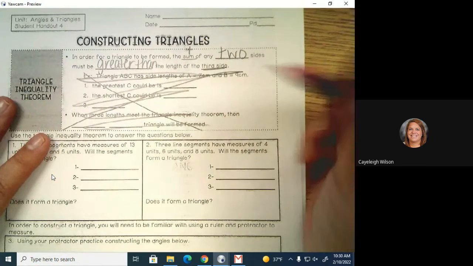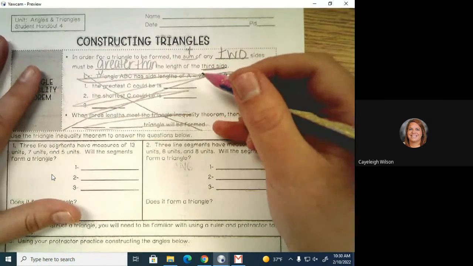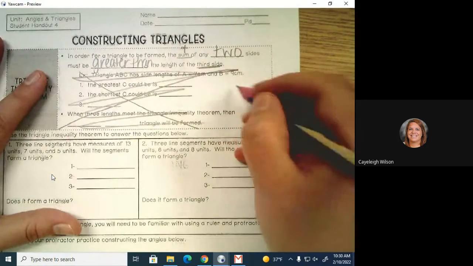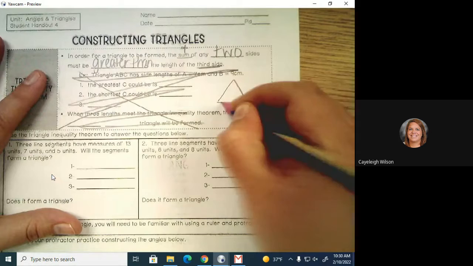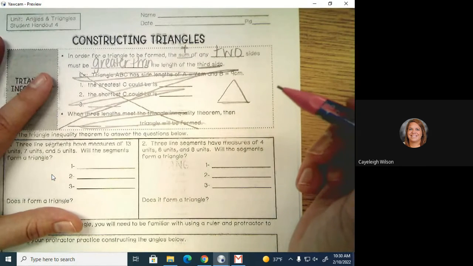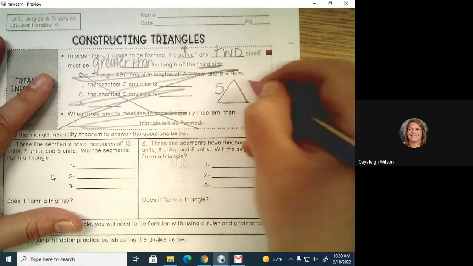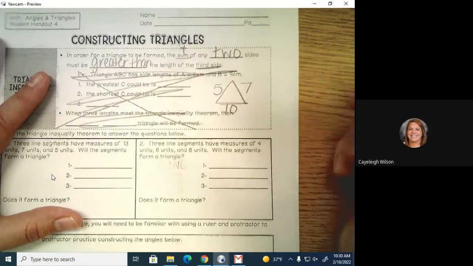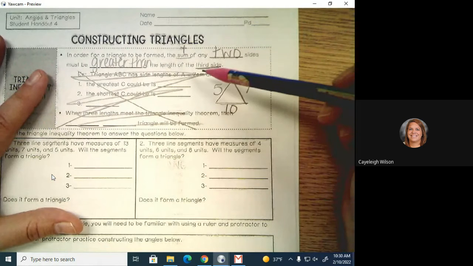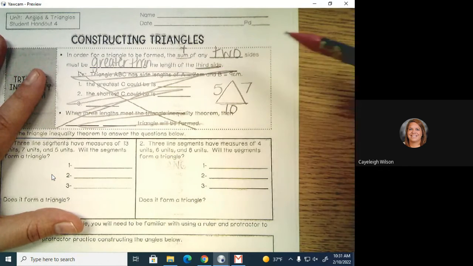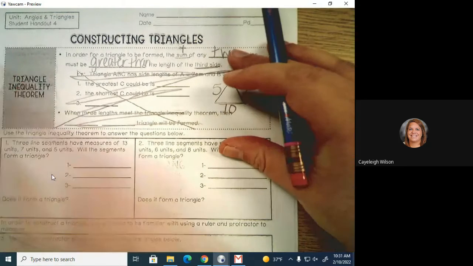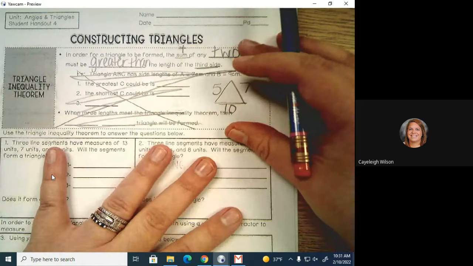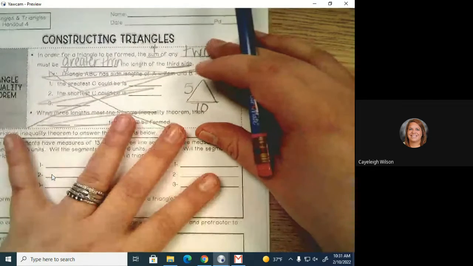Okay, so what this means is that you're going to be given a triangle. So I'm just going to draw a triangle here, and I'm just going to put some random numbers on here. Now, it says that the sum, what's sum mean? Add. So the sum of any two sides must be greater than the third side. Look up here. Put your pencils down and look at the board. What I'm going to do is add sides together.